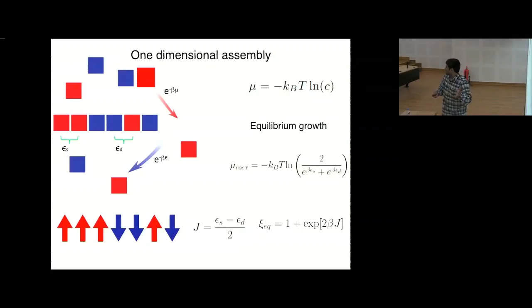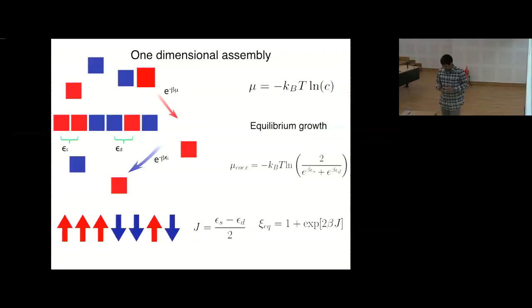But if it's in equilibrium, and if you give me epsilon S, epsilon D, I can tell you what the chemical potential should be for no growth, and I can tell you what this number should be. So that's the state we have. That's the state we have control over. I can control the state by controlling epsilon S and epsilon D.